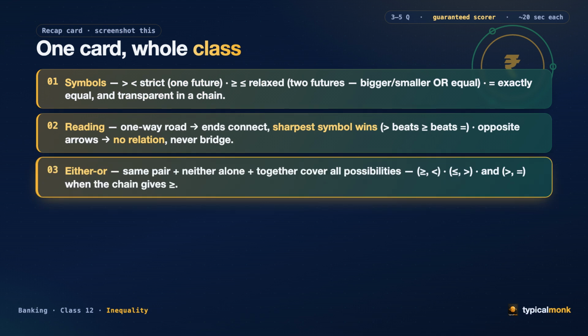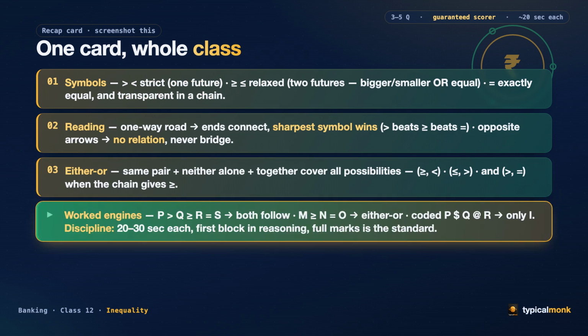Block 3. Either or, same pair, neither alone, together covering every possibility. Greater than or equal to with less than or equal to, with greater than, and the pair of greater than and equal beneath a known greater than or equal to. And the final block, the worked engines. P greater than Q, greater than or equal to R equal to S, both follow. M greater than or equal to N equal to O, either or. Coded $ Q @ R, only 1.